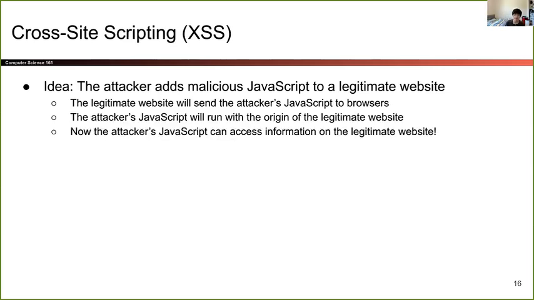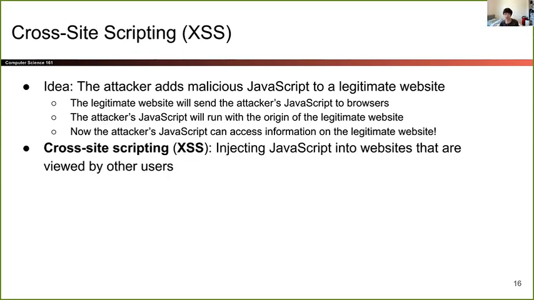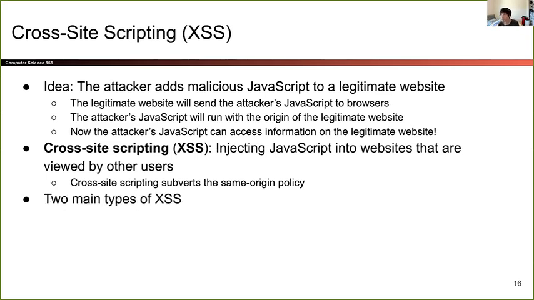So because of this, the attacker has access to the information on the website itself. It subverts the same origin policy because, remember, the script runs with the origin of the site that loaded it, or in this case, the site that it's contained in because it's inline. And this subverts the same origin policy, which we don't want.